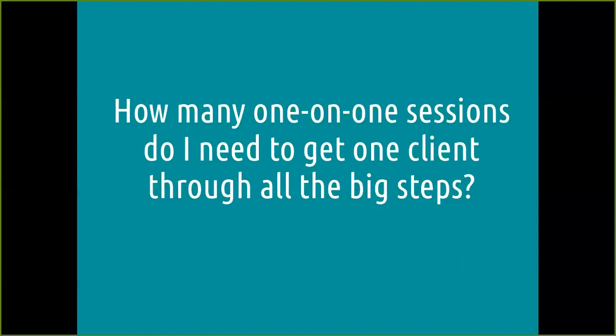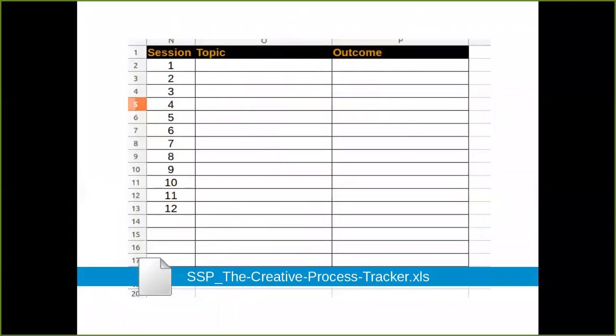Because a signature program needs to be at least 6. It probably needs to be more than that, 12 or more. Okay, and then, just to help you tease that out and capture it, I've added a new tab into the Creative Process Tracker spreadsheet. It's just your A to Z session, so you can map them out. I've put some numbers in there so you can see where the numbers go, but add as many or as few.